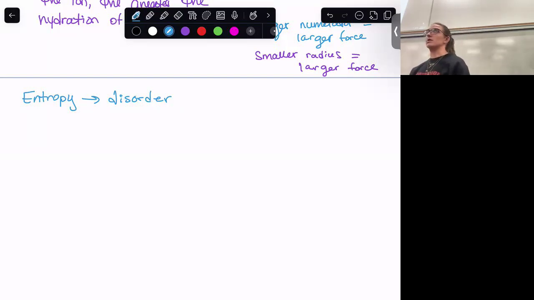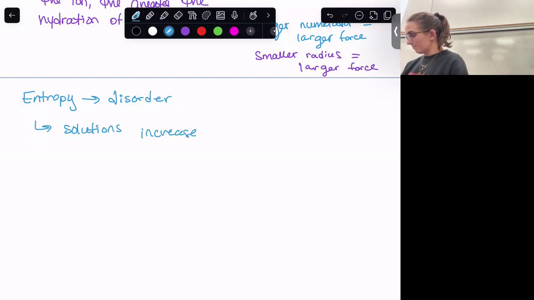Entropy is always increasing in the universe. When you are making solutions, solutions are going to increase entropy, because we're no longer having just a compound, we have two things now. We have two ions. If we go from 1 to 2, that's increasing entropy, that's increasing disorder.